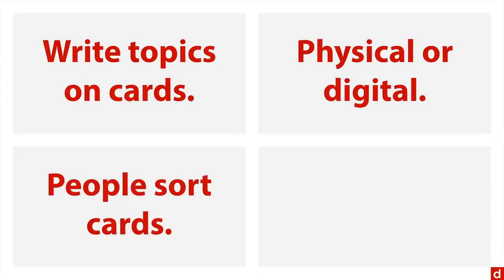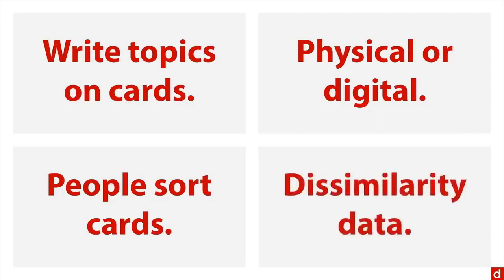So they put similar topics with each other, different topics over here, and so on. And then you take that information, and from that, you're able to calculate what's called dissimilarity data. Think of it as like the distance or the difference between various topics. And that gives you the raw data to analyze how things are structured.